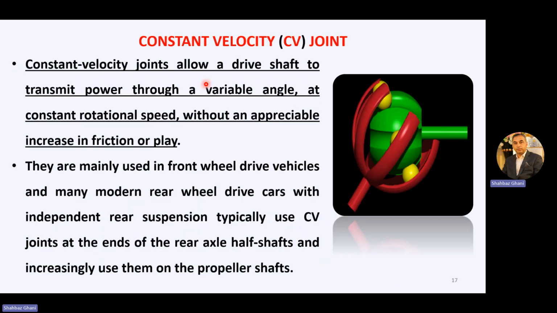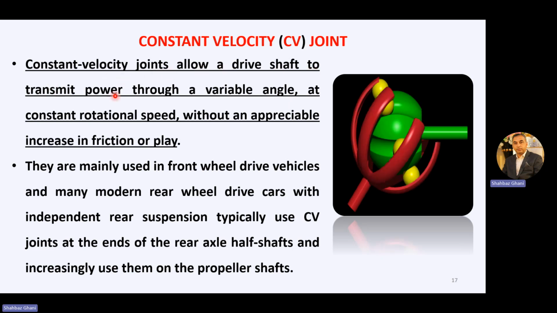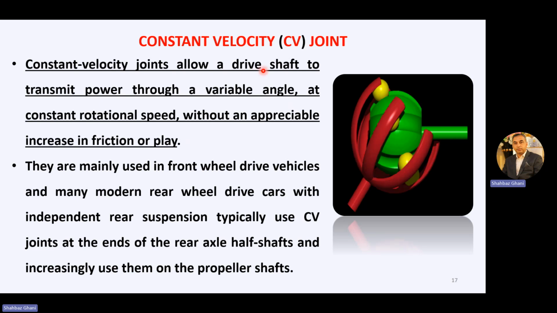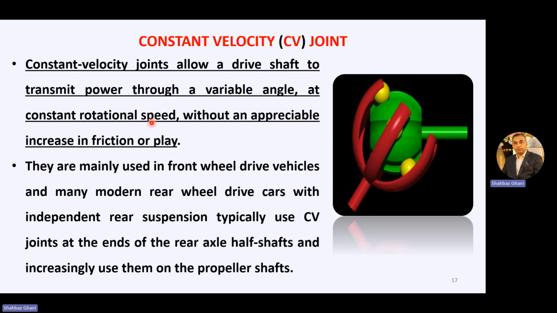Now, constant velocity joints, CV joints, allow a drive shaft to transmit power through a variable angle at a constant rotational speed without an appreciable increase in the friction or play.